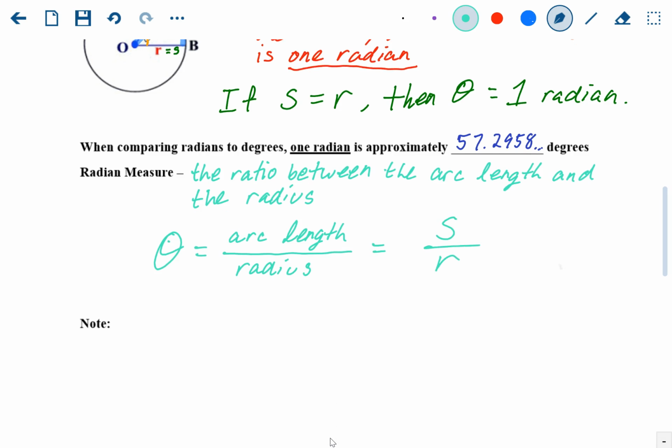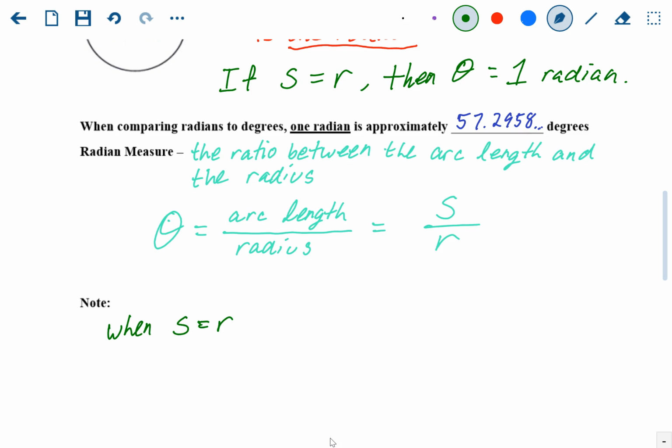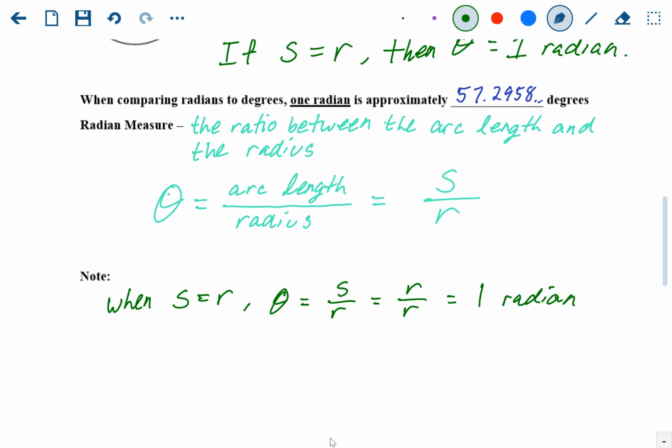Or symbolically, it's S over R. So again, think about how fractions work. If the top's bigger than the bottom, it's going to be bigger than 1. If the top's smaller than the bottom, it's going to be less than 1. One thing to note is, we already talked about, if S equals R, if your arc length is your radius, then you set up the formula and you get S over R, which could be rewritten as R over R, and anything divided by itself is 1 radian. So that just kind of drives in that whole radian definition again.